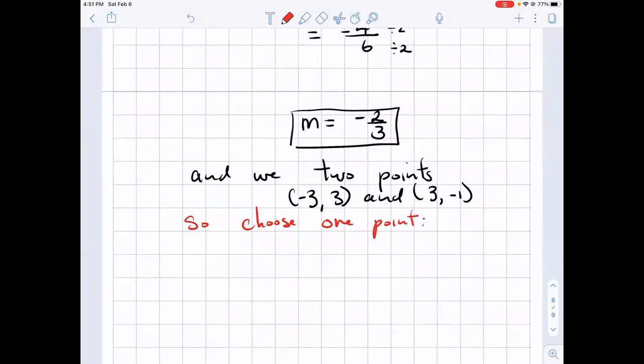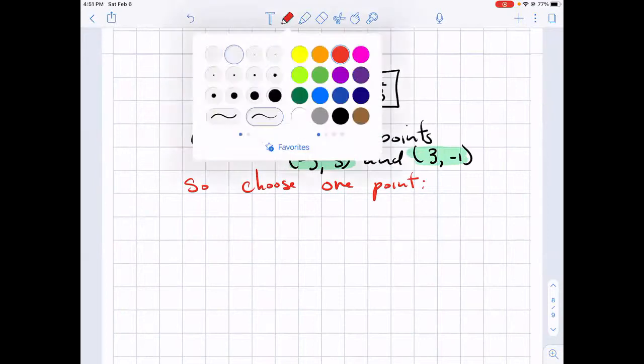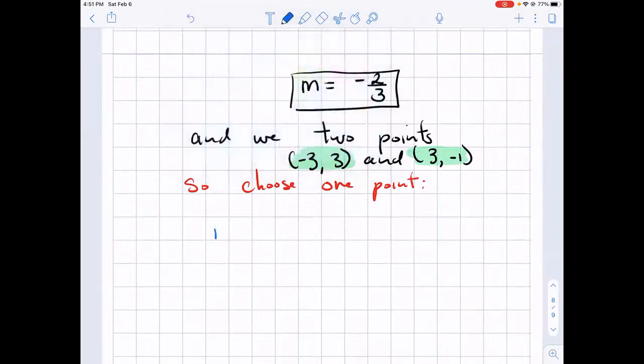Okay, your decision. So you have 2 of them to choose from. Choose 1 because we only need 1. So you choose. So m we know is -2/3. The point you will choose, it all depends. It doesn't matter which one you choose. I will choose -3, 3.